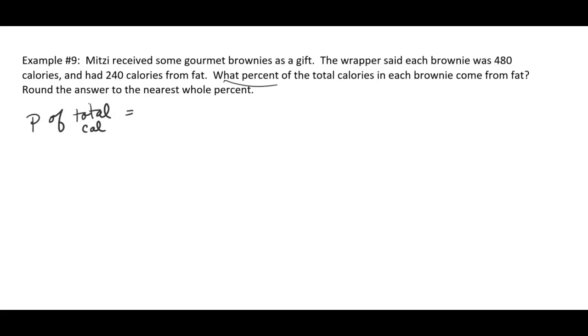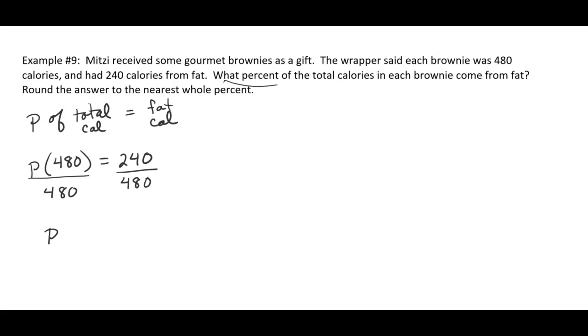So it's going to equal fat calories. Okay, so what percent of, meaning times, I know the total calories, that was 480. And I know the calories from fat, 240. So it looks like that. You might have a different way of setting this up, but this is one way you could set it up. So I divide both sides by 480. I didn't even switch it around on the other one.